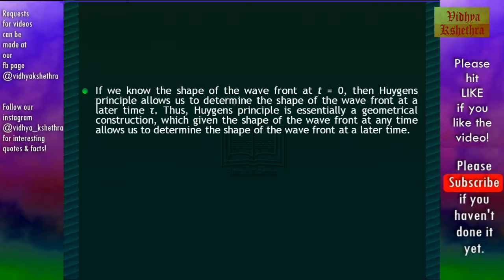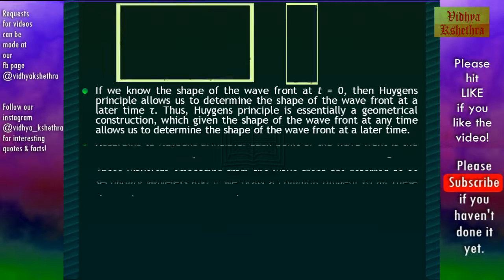Now, if we know the shape of the wavefront at t equal to 0, then by the use of Huygens principle, we can obtain the shape of the wavefront at a later time tau. Thus, Huygens principle is essentially a geometrical construction which, given the shape of the wavefront at any time, allows us to determine the shape of the wavefront at a later time.